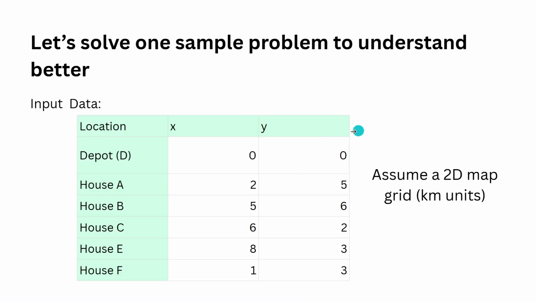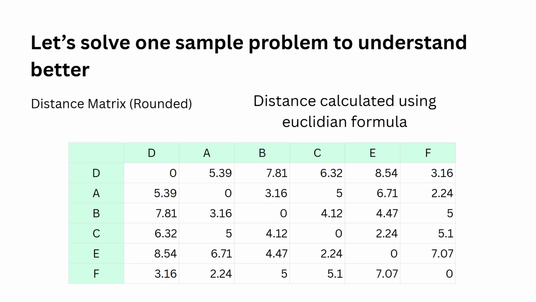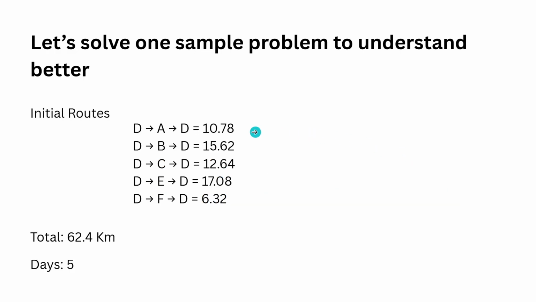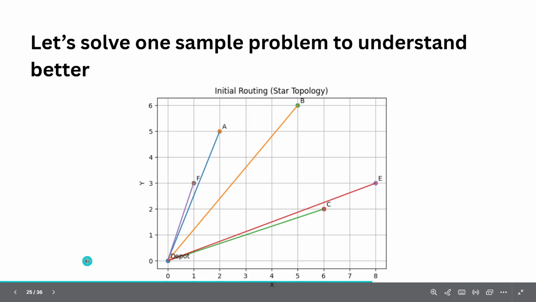So this is the input data. We assume a 2D map grid, with kilometers as units, and these are the relatives' locations represented in a graph. So I calculate the distance matrix using the Euclidean formula. This is the matrix. And for initial routes, I assume each relative is visited on a separate day, and the total will be 62.4 kilometers, and it will take 5 days. And this will be the route.